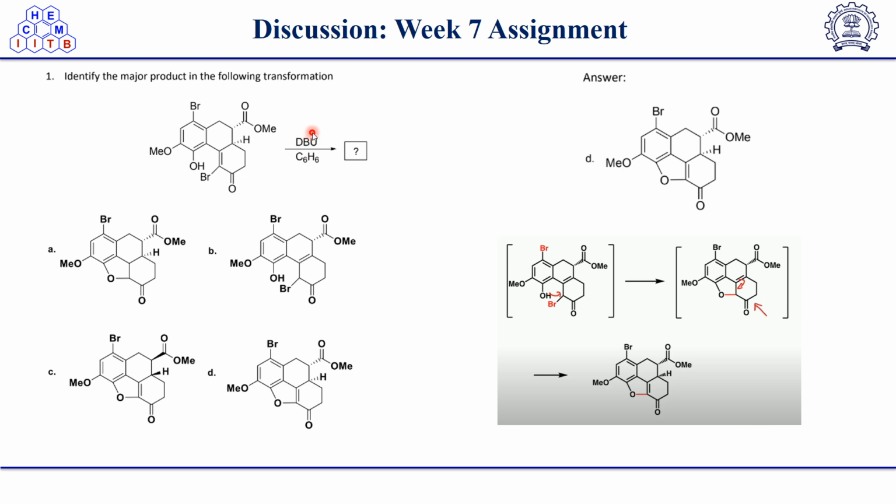I hope it is clear. Once again, I will tell what is happening in this mechanism. First, on treatment with DBU, DBU will abstract this proton, and this double bond will shift to here to give this intermediate. In the following step, this lone pair of oxygen will attack the carbon center, the second position of this carbonyl group, and bromine will get eliminated to give this furan type of 5 membered ring. An additional 5 membered ring will result. Then this double bond will again isomerize to form this alpha beta unsaturated ketone as the major product. So the correct answer will be option D.